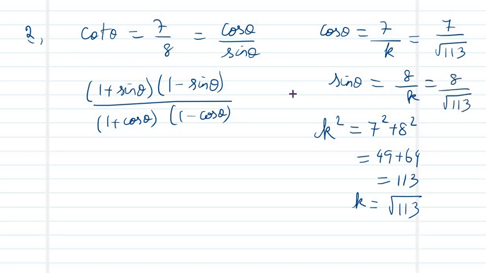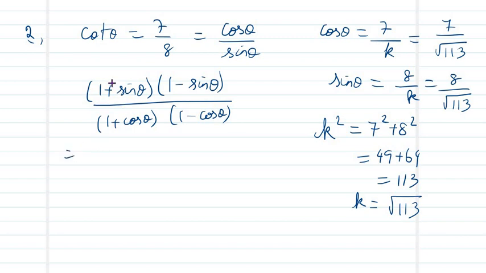We are just applying the formulae whatever we have learned. Cot theta is cos theta by sine theta. So cos theta is 7 as sine theta is 8. So cos theta is 7 by k, and sine theta is 8 by k. And the adjacent, opposite and the hypotenuse, you will be able to understand according to what we have done. We are able to get the value of k and hence the values of cos theta and sine theta.